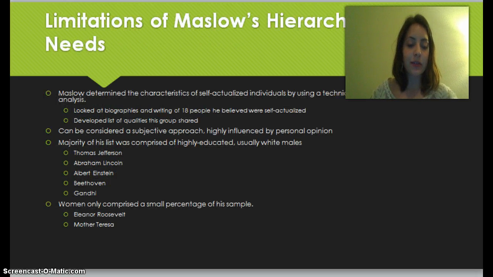Now, Maslow's hierarchy does have some limitations, and I wanted to go over what some of those criticisms were for your consideration when you are applying this theory throughout the discussion this week.